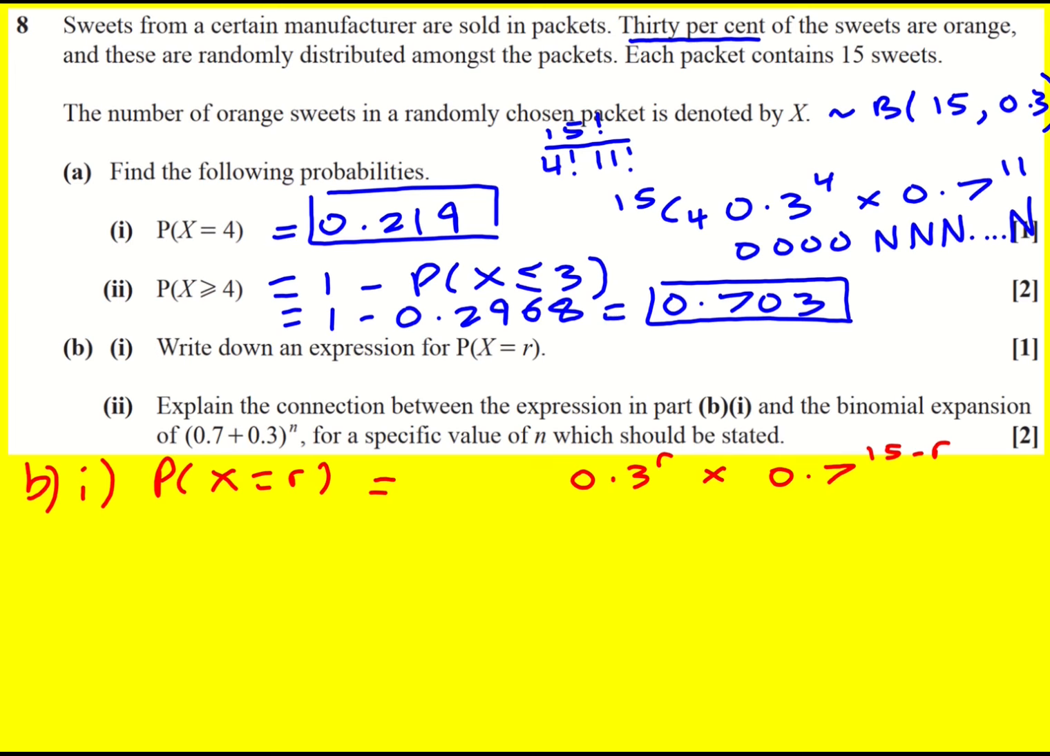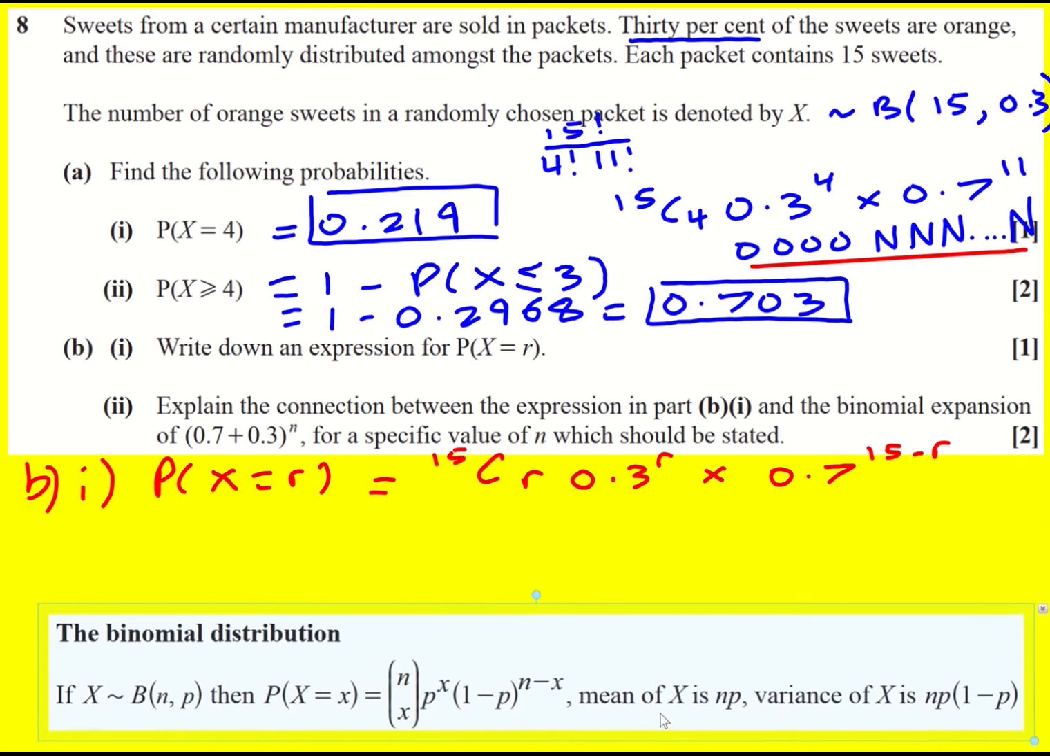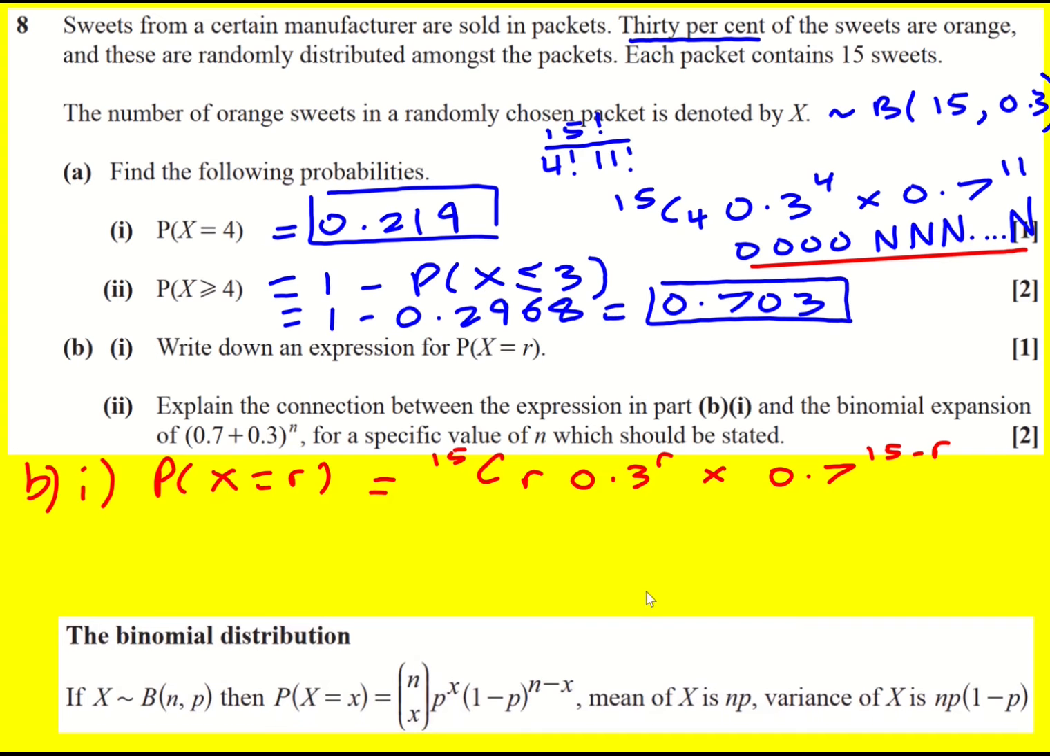And then again, I just need to think about the different ways to arrange, using the same idea as the previous one, but this one I don't know how many oranges there are. It's going to be 15 C r: 15 factorial over r factorial times 15 minus r factorial. If you're struggling with that, spend some time on it and get your head around it. But for the purposes of quickly preparing for exams, it's here in the formula book.